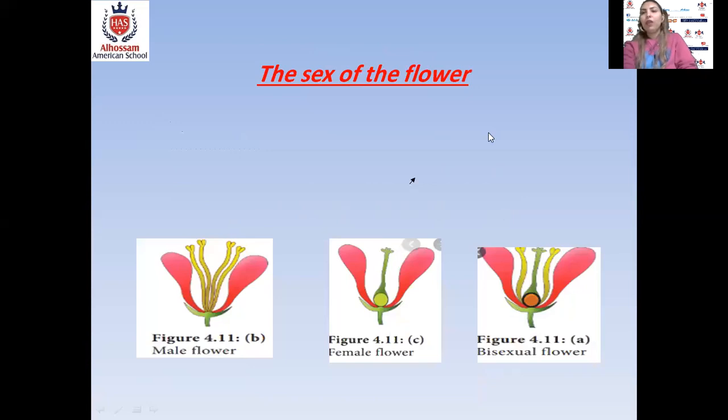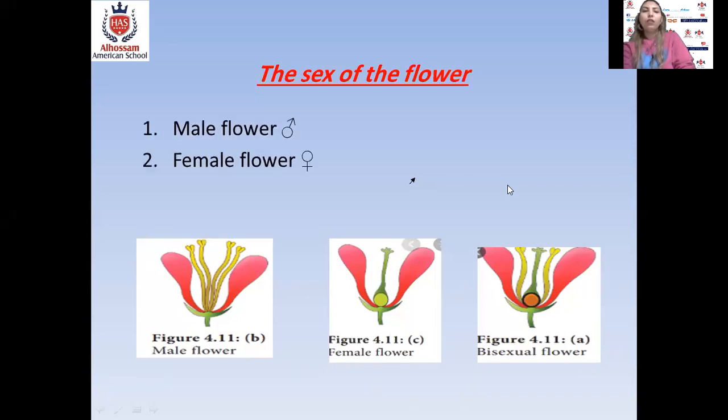Okay, and now, as we said before, the sex of a flower may be one of these 3. A male flower consists of anther and filament only, stamens only. Maybe a female flower consists of carpel, and a bisexual flower, like the typical flower, consists of 2 sexual organs, which are male and female. Okay, so this one is called unisex or unisexual flower, and this one is called bisexual flower.